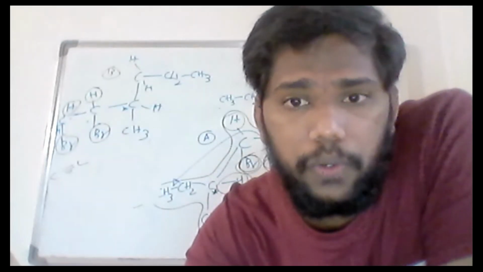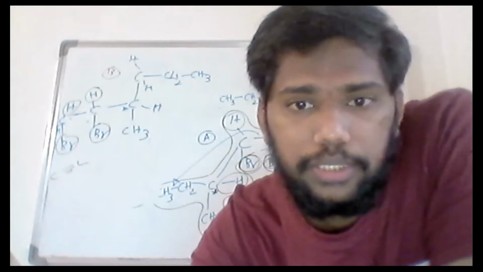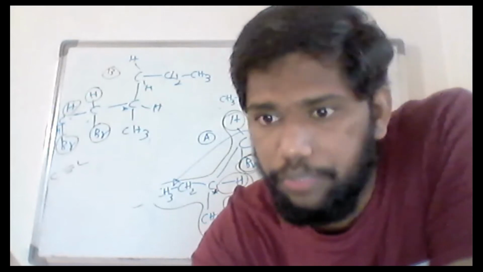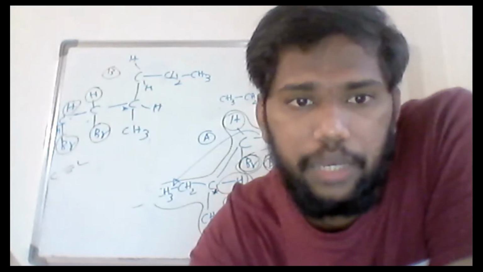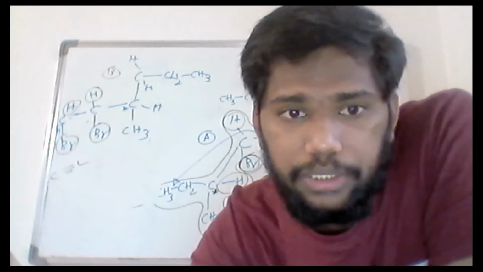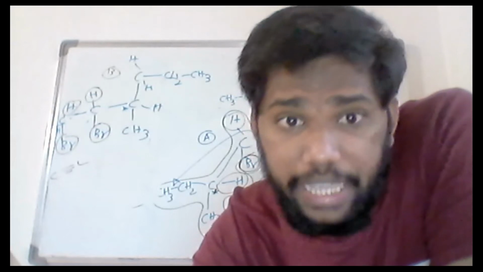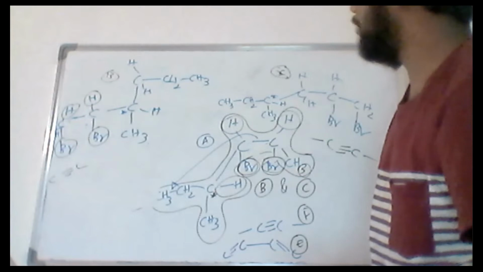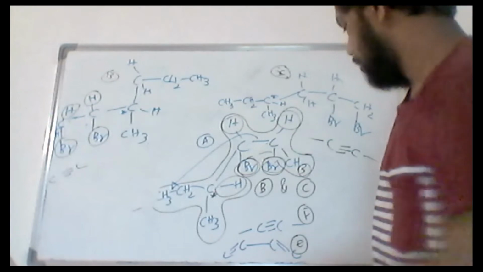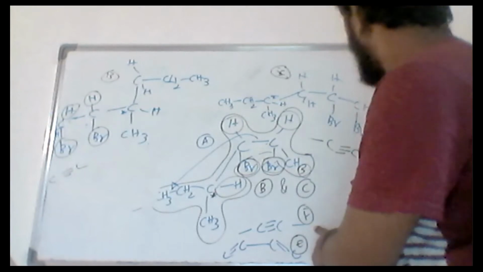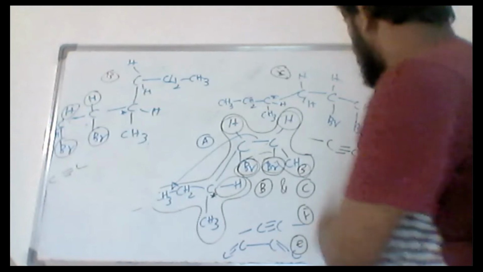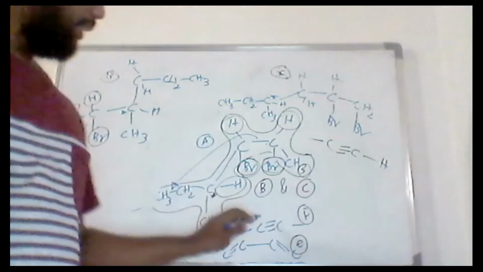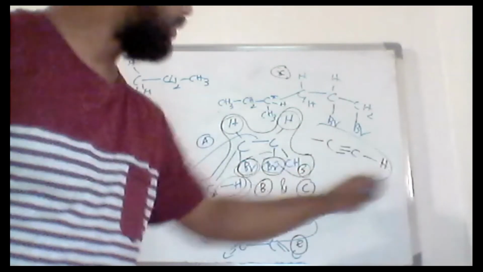Right. So next one. I hope you understood the question well. The next one is: give one chemical test to distinguish between F and G. So here you need to understand what is F and what is G. This is F and this is G.